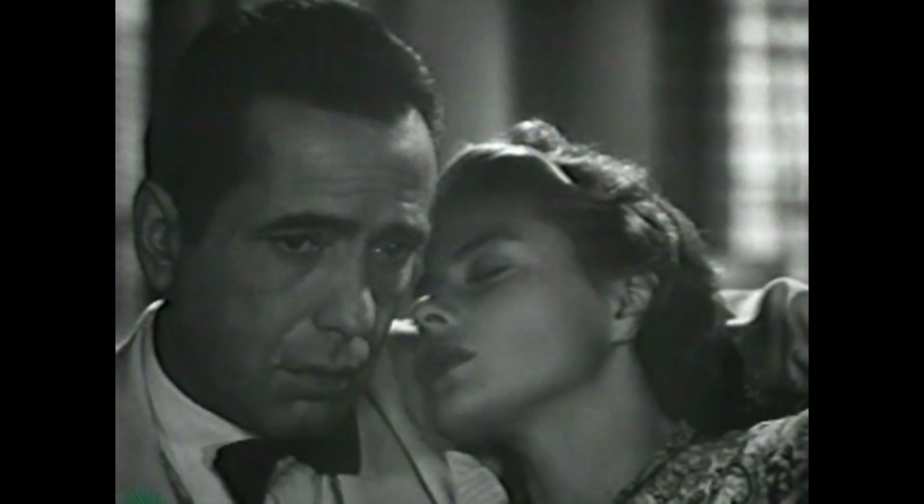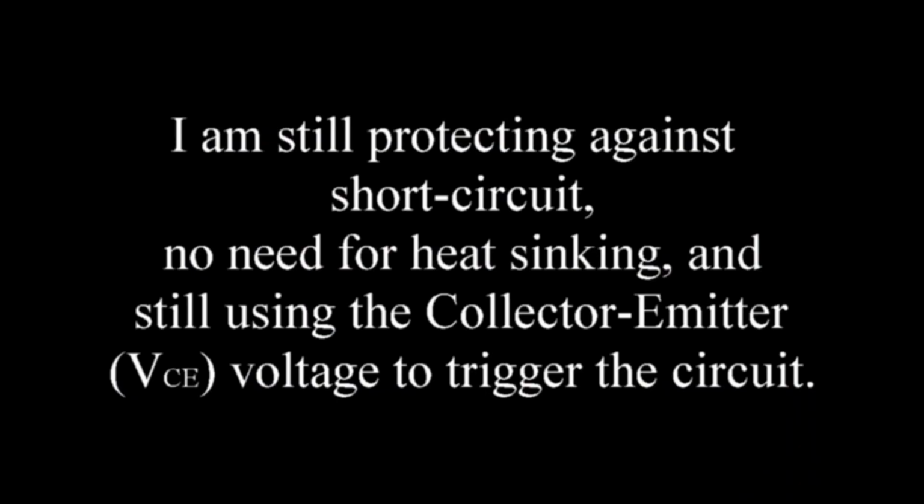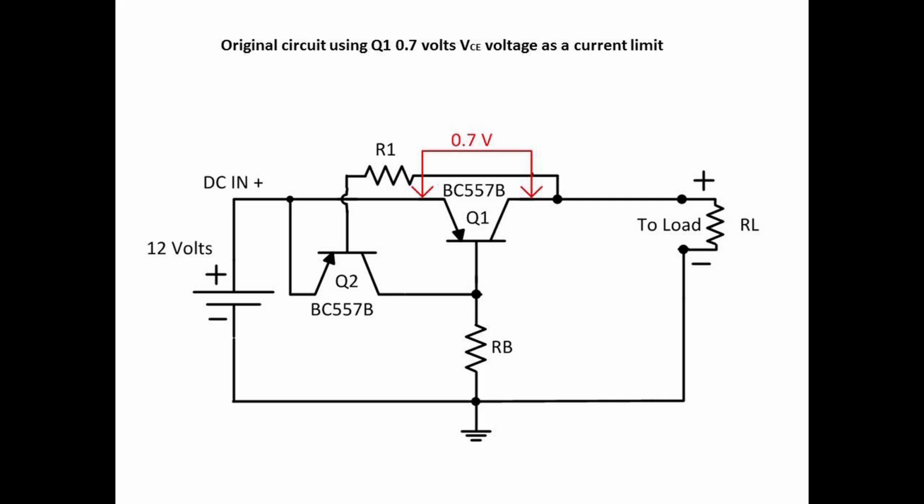For all of us. I am still protecting against short circuits. No need for heat sinking. And still using the collector emitter voltage to trigger the circuit. Here is the original circuit using Q1 0.7 volts as a current limit.